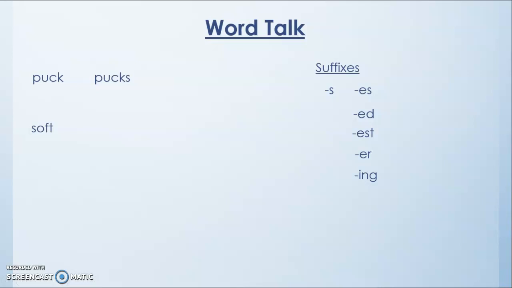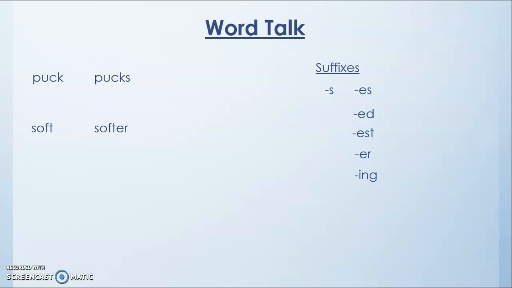All right, let's see the next word. Soft. Now, we all know what soft means. Soft is something that's gentle to the touch, right? Now, if we were to add a suffix to that, it would become, for this example, softer. Now, when we add an ER, let's repeat it first. We would say soft, softer.